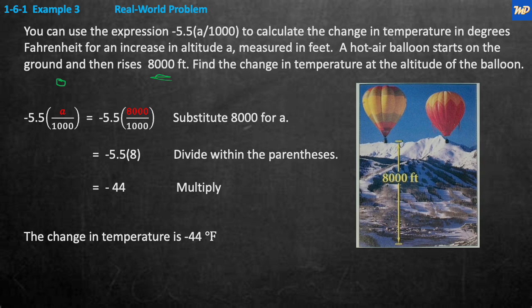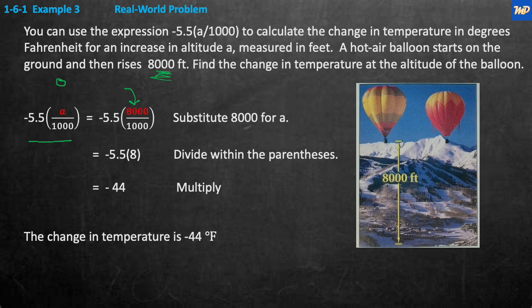So the equation rewritten from above down here is negative 5.5 times the quantity A divided by 1,000. So then we did the substitution. For A, I put in 8,000. Here's the 8,000. We put it in right here.